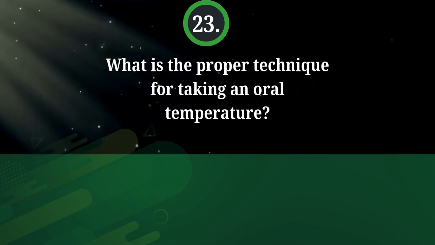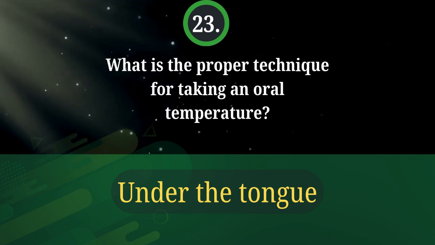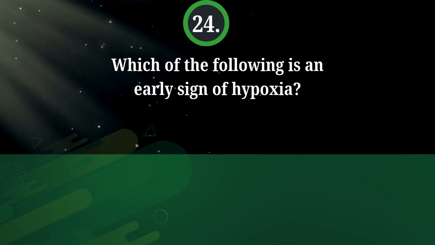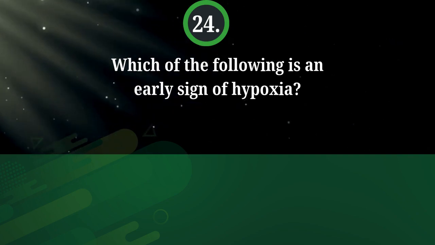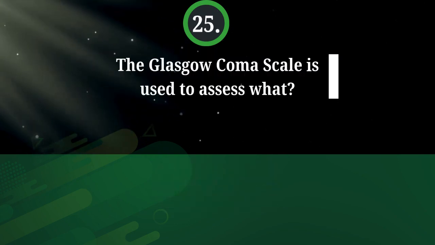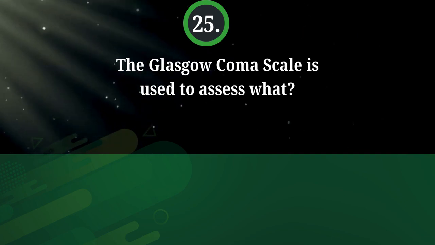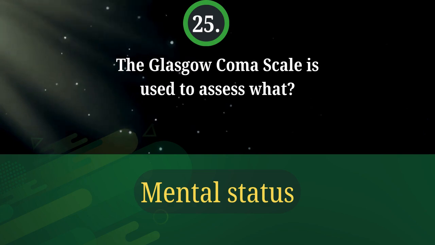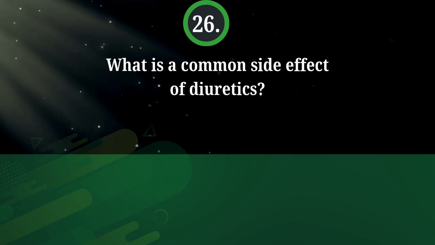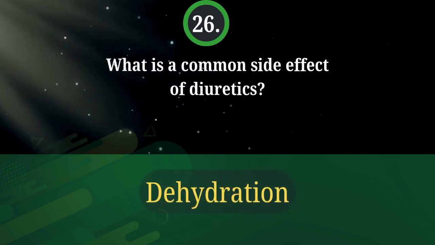23. What is the proper technique for taking an oral temperature? Under the tongue. 24. Which of the following is an early sign of hypoxia? Confusion. 25. The Glasgow Coma Scale is used to assess what? Mental status. 26. What is a common side effect of diuretics? Dehydration.